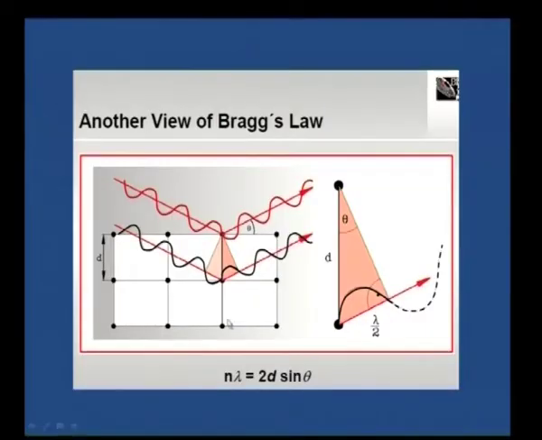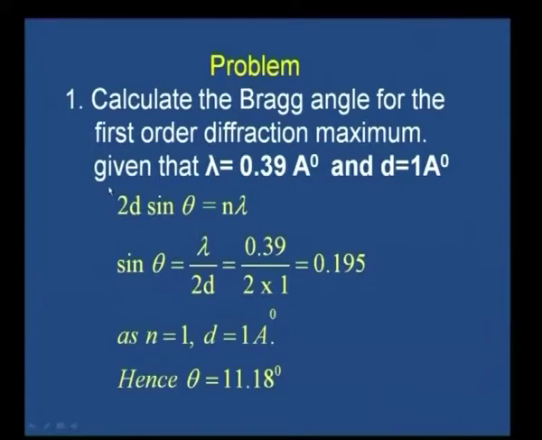I am using this law, n lambda equals 2 d sin theta. The problem is as follows: calculate the Bragg angle for the first order diffraction maximum, given that lambda is 0.3 angstroms and d is 1 angstrom. Now, d is 1, so it becomes unity. What remains is 2 sin theta equals n lambda. The order is first order, so n is also unity.